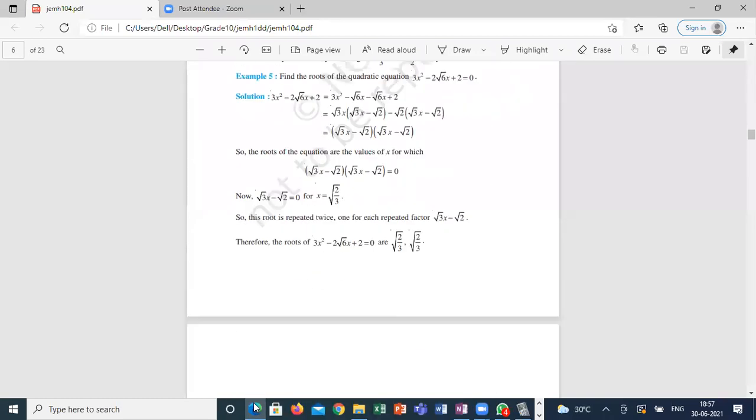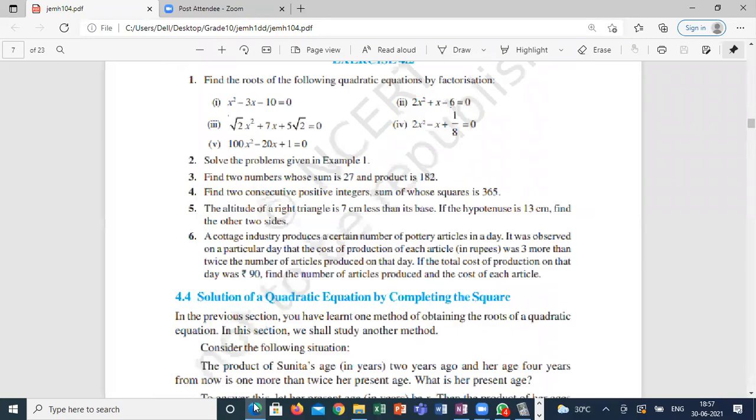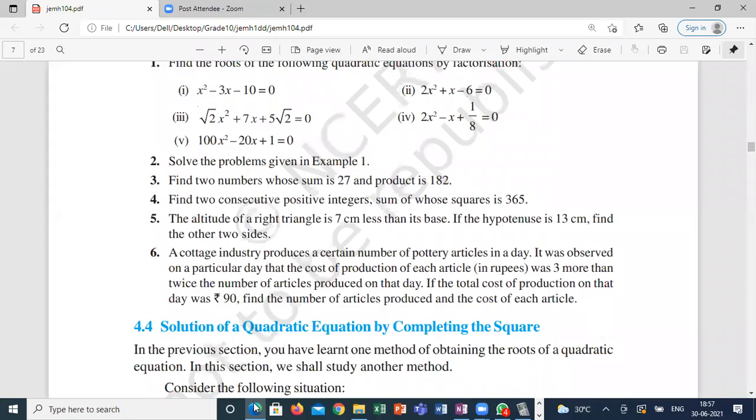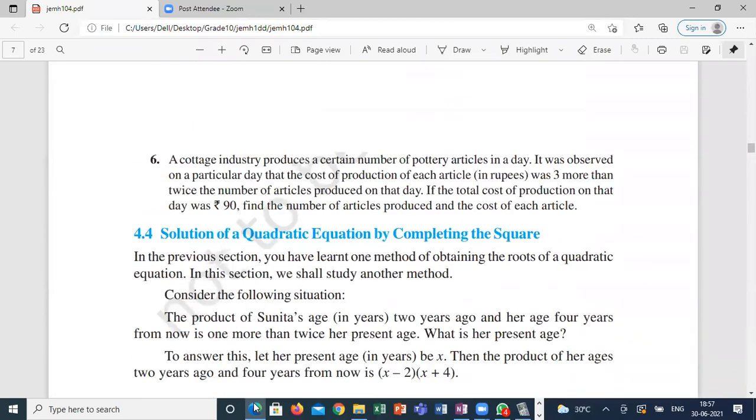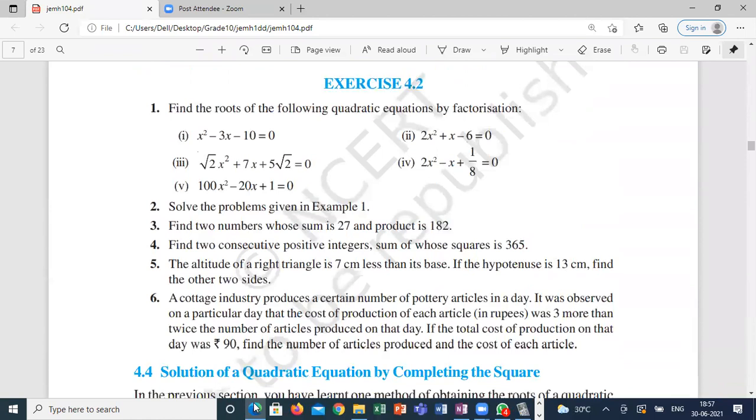Can you try the second exercise questions? The rest of the questions in the second exercise, can you try the word problems which we already created? The product of two numbers is 182, sum is 27. Consecutive integers whose sum of squares is 365, that is x square plus x plus 1 whole square is 365. Please try. If you are not getting them, we will discuss in tomorrow's class. Shall I wind up the session?